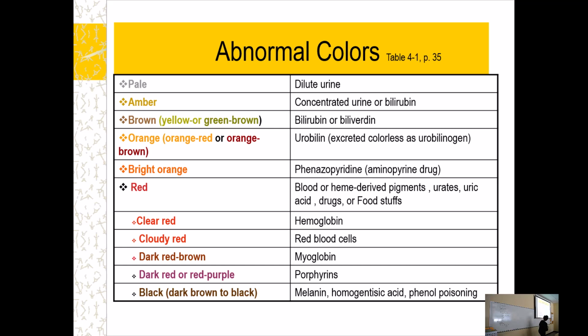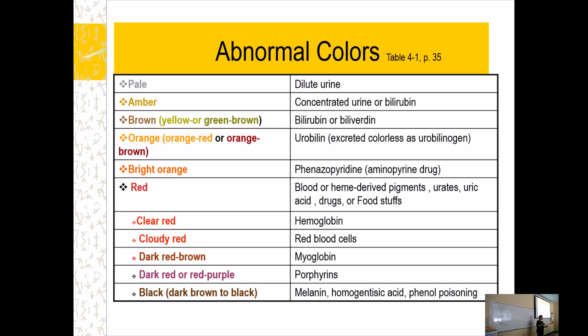Red. Anytime you're seeing red, you're gonna think blood. Any kinds of reds. So you get clear red and cloudy red. So clear red is hemoglobin. So when you have something like hemolytic anemia, for example, where the red cells are lysing in the bloodstream, that hemoglobin is going through the kidney, through that glomerulus, and it's gonna be a clear red. Cloudy red is where it's gonna be cells.